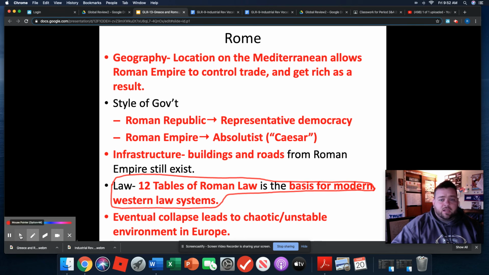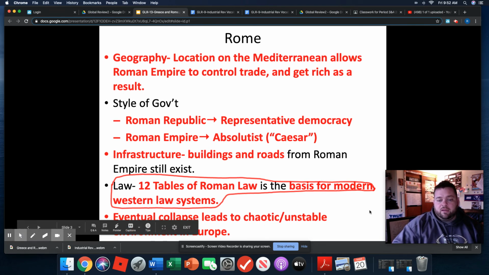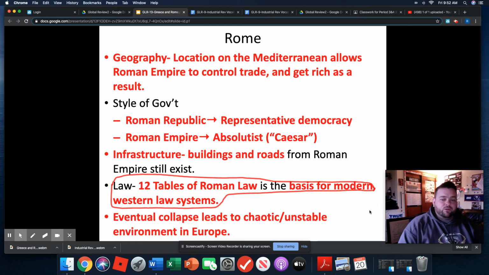Eventually, Rome's going to collapse for a variety of reasons: poor government, invasion from Germanic tribes, mismanagement of land and food shortage, financial difficulty, inflation. I mean, the list goes on. All of these things come together and lead to the collapse of Rome. Eventually, it's going to lead to a chaotic, unstable environment in Europe. This gives birth to the Middle Ages, the Dark Ages, feudalism, things like that.